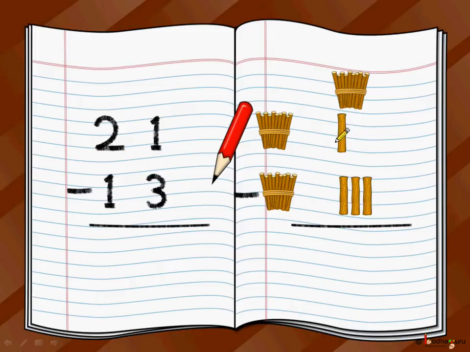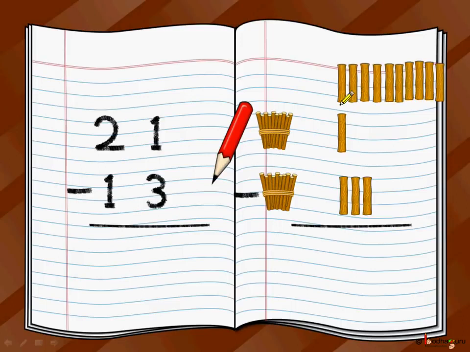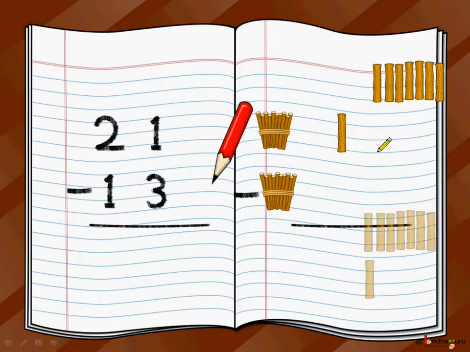Now the ones position has more sticks. It opens the bundle, so it becomes 10 sticks. So that bundle of 10, you make it loose sticks. So now the ones position has 1, 2, 3, 4, 5, 6, 7, 8, 9, 10, 11 sticks. From 11 sticks you can take away 3 sticks easily. I remove 3 from here, and now the rest of the sticks I get down. And they are 1, 2, 3, 4, 5, 6, 7, 8 sticks left.